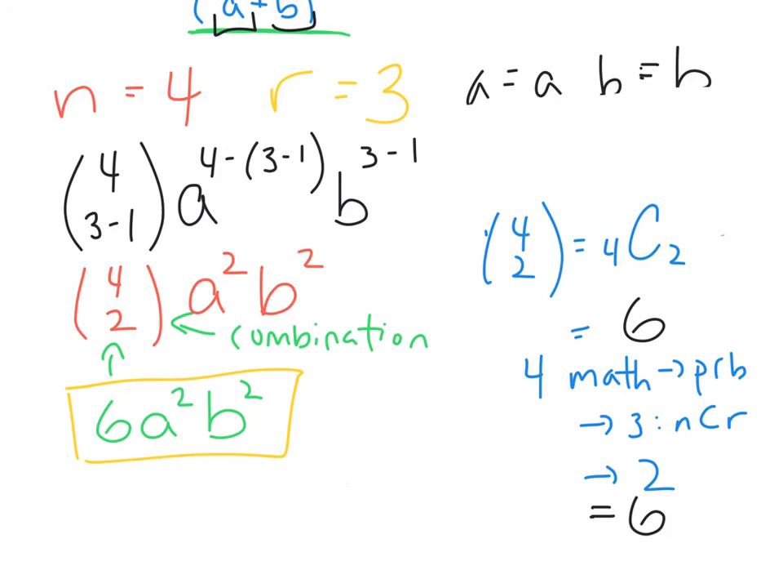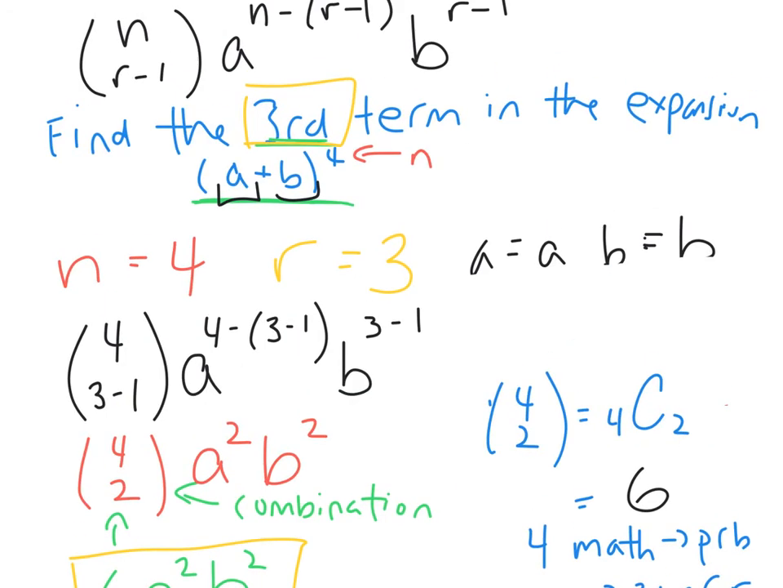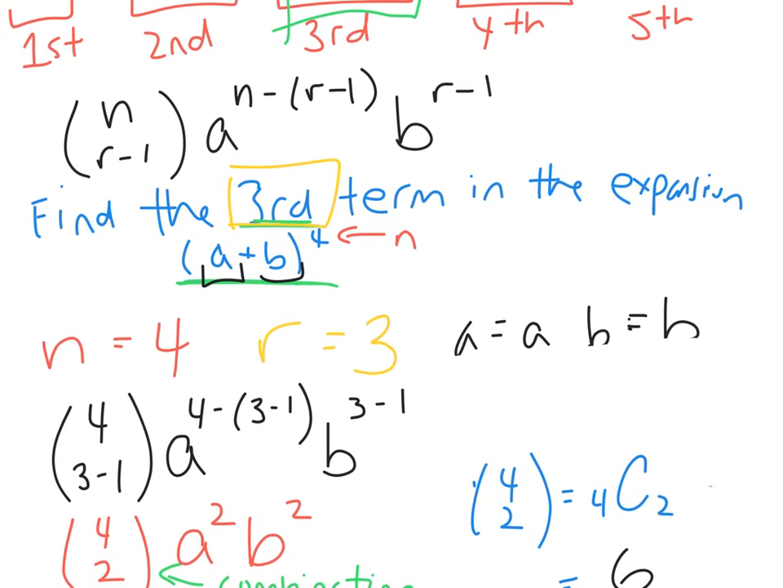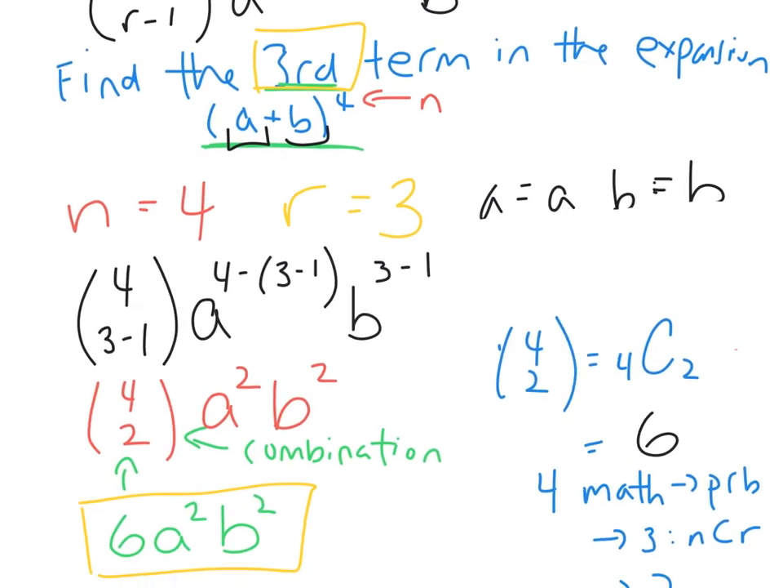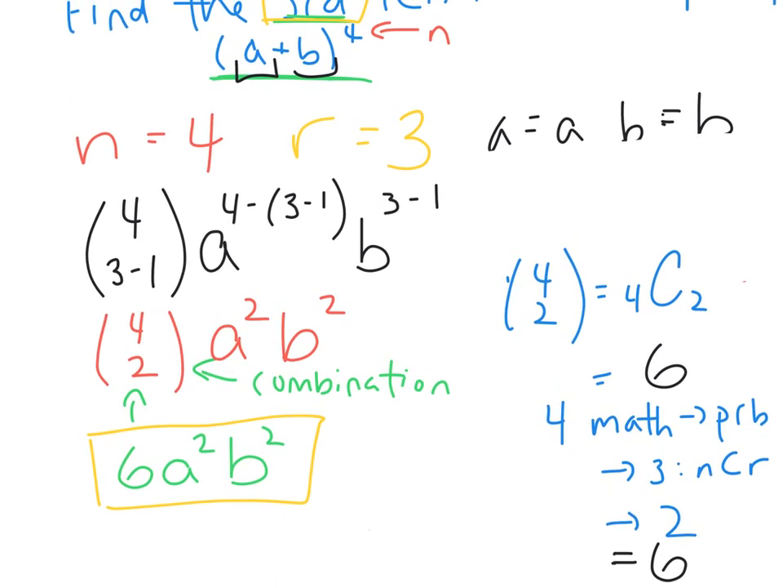So the answer to our question, which was finding the third term in the expansion a plus b to the fourth, the third term in this expansion is 6a squared b squared. Let's check that.